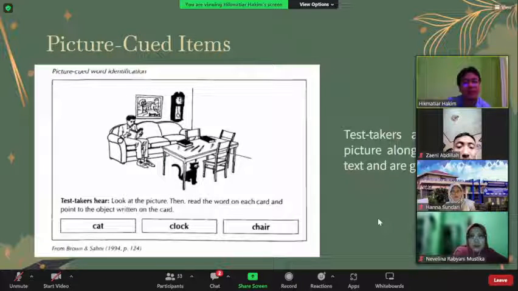Okay, next one. Picture-cued items. So here, the students will get a picture, and the teacher also provides a card containing words. In the example, the students get cat, clock, and chair, and then they read the word on the card, and then they should point in the picture to which one is the word that they get. For example, they get cat, and then they have to point to the cat in the picture. That one under the table, the clock, the one that hangs on the wall, the chair, etc. Something like that.